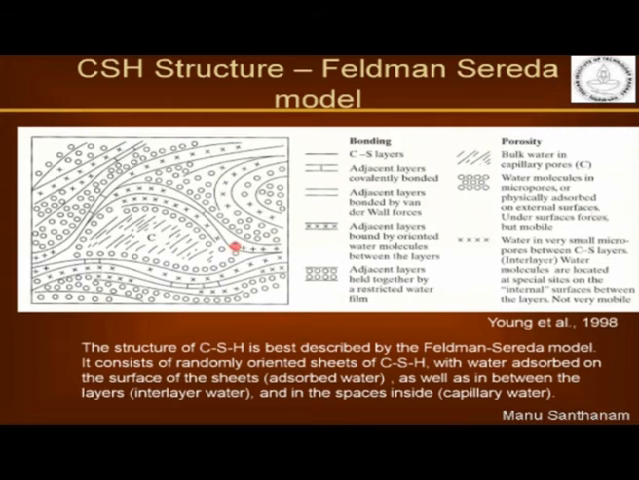On the other hand, these CSH agglomerate particles have a large gap in between, and that large gap is basically your capillary pore, which is marked as C, which holds bulk water. When you remove that bulk water from the capillary pores, you are not really going to cause much drying unless the capillary pores are very small in size. When do they become very small in size?